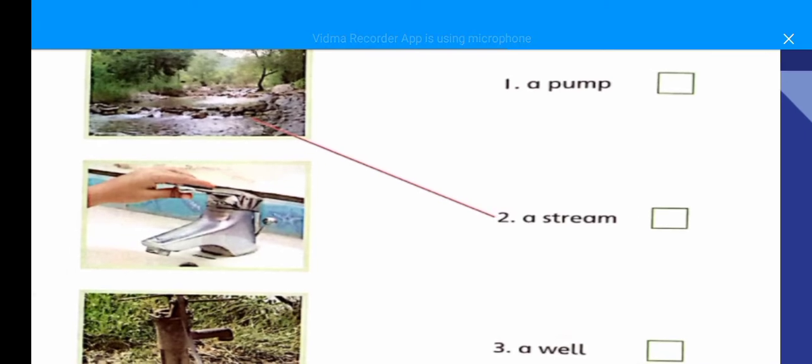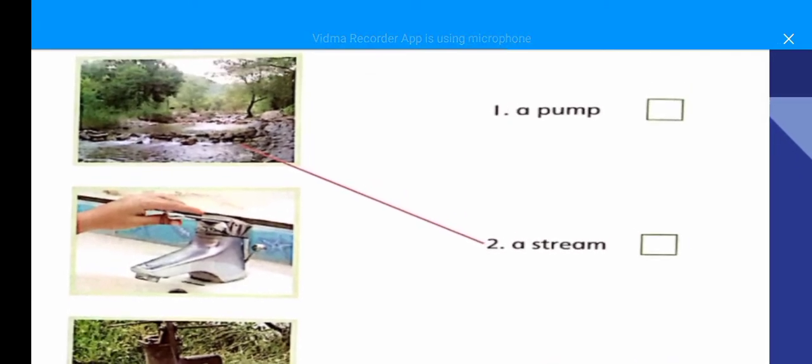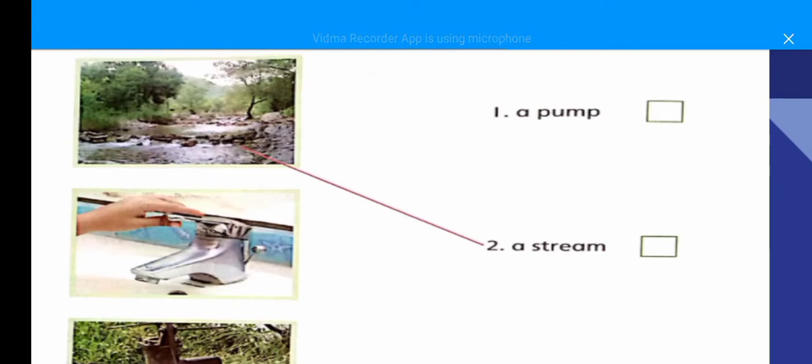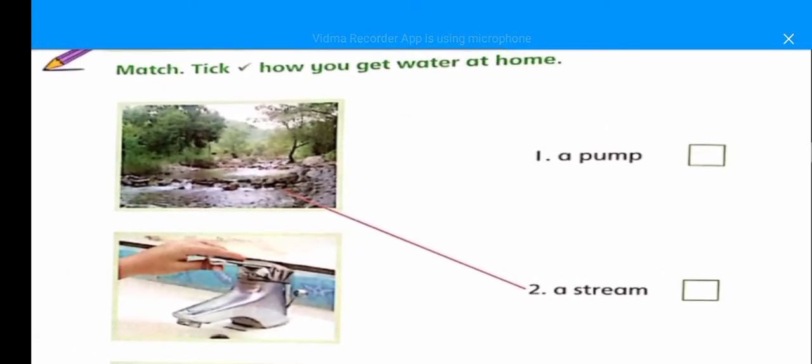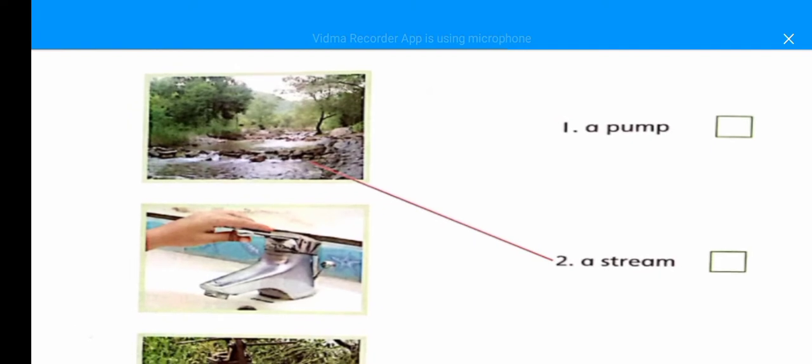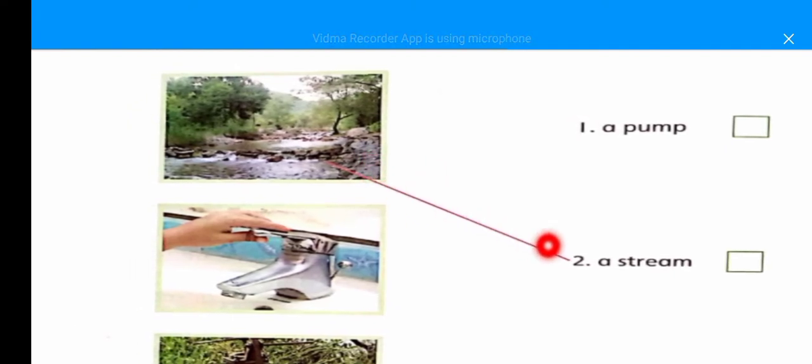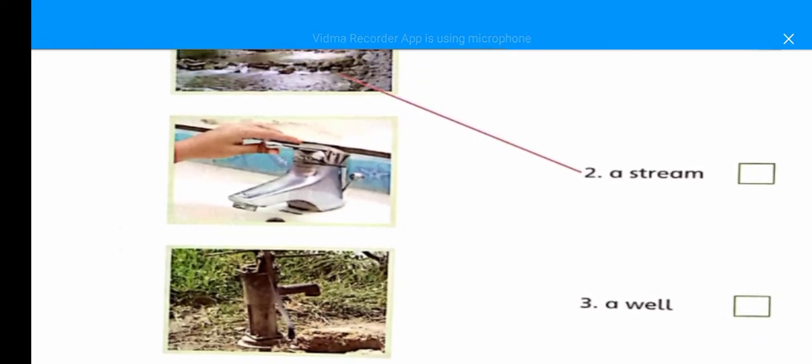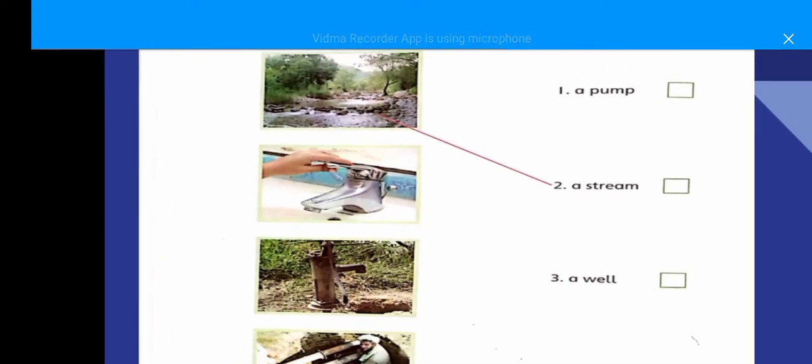Here you can see the first picture, where they are showing us a stream, and they have matched it with the answer also. Here you can see it with the red line. You can also use your color pencils for the matching, or you can use your lead pencils, whatever you want to use. Now we are going to discuss the rest of the page.